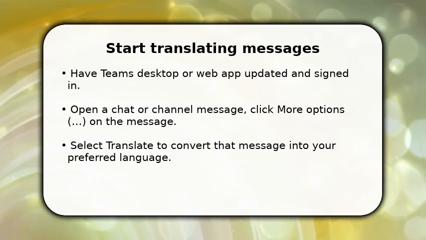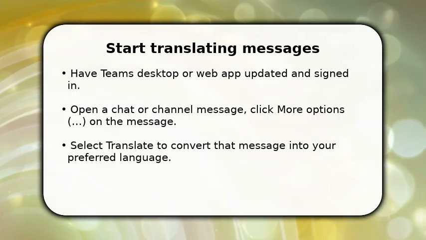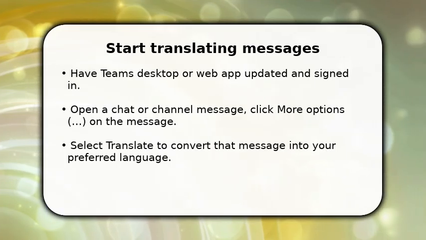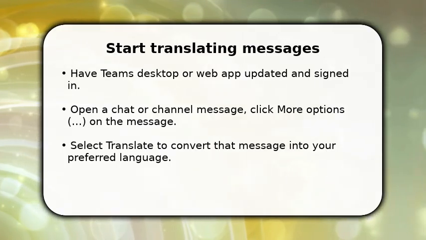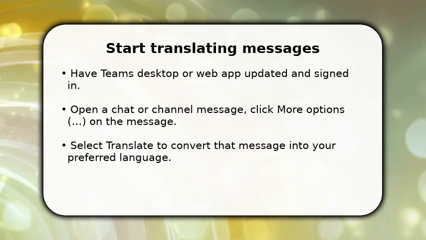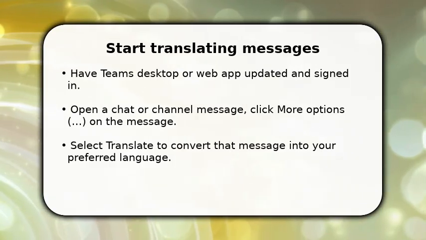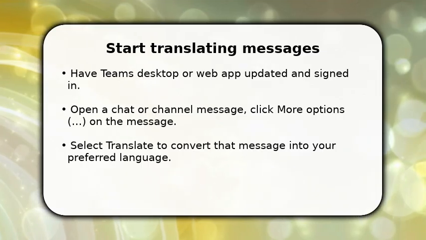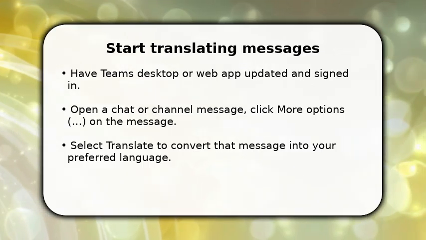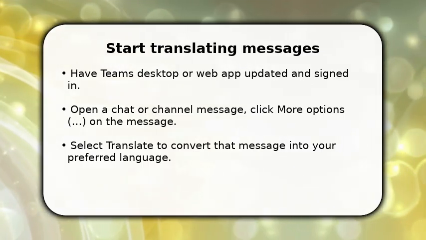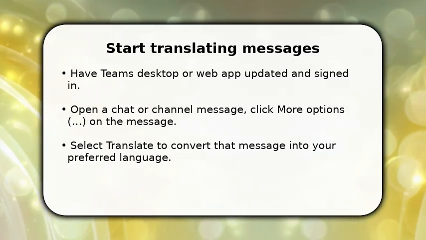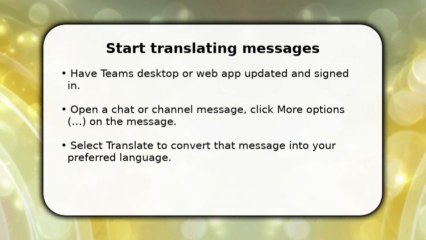You're ready to translate messages now. First, make sure Teams is updated and you're signed in. Once done, open the chat or channel message you need translated. Click the 3 dots, More Options, directly on that message and choose Translate. You'll see the translated text appear inline while the original remains available. This lets you confirm meaning. If a translation doesn't match, revert to the original and ask the sender for clarification, because context often changes phrasing.